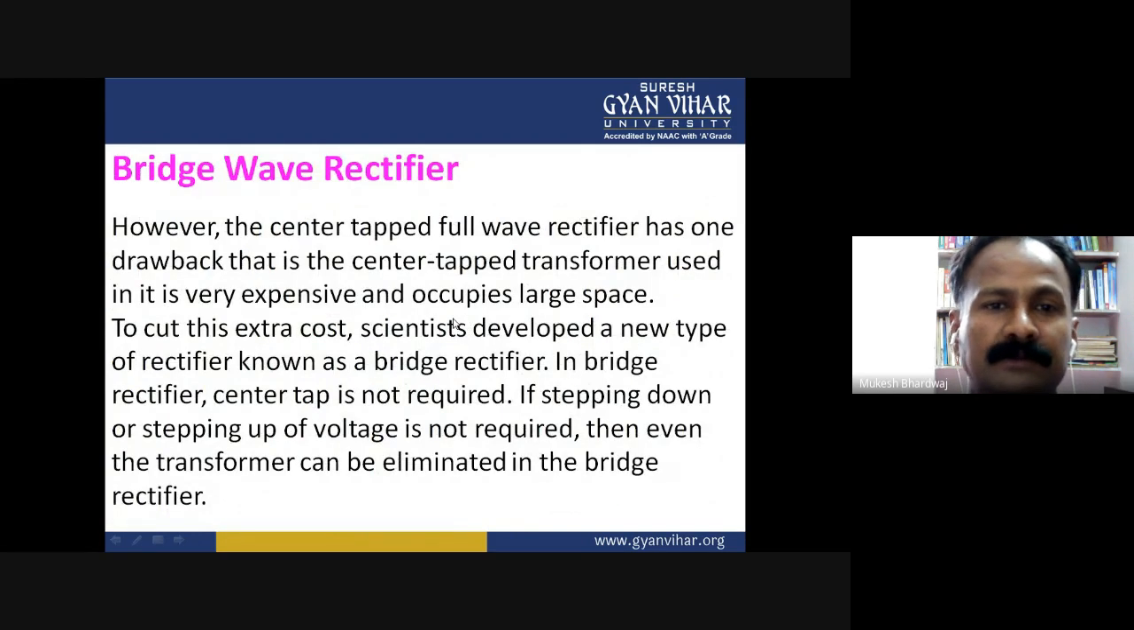Now we are going to start with the bridge rectifier, the other full wave rectifier category. However, the center tap full wave rectifier has one drawback: the center tap transformer used in it is very expensive and occupies large space. To cut this extra cost, scientists developed a new type of rectifier known as the bridge rectifier. In the bridge rectifier, a center tap transformer is not required. If stepping down or stepping up of voltage is not required, then even the transformer can be eliminated in the bridge rectifier.